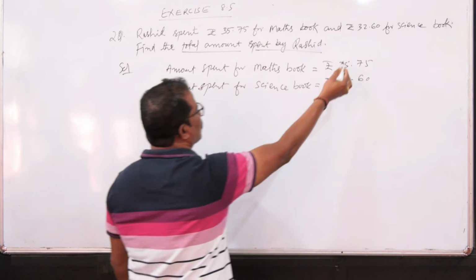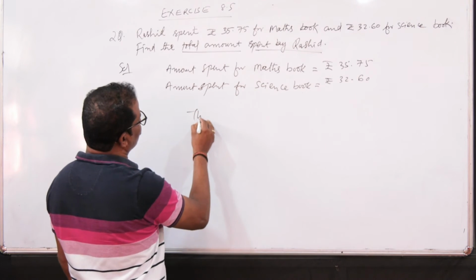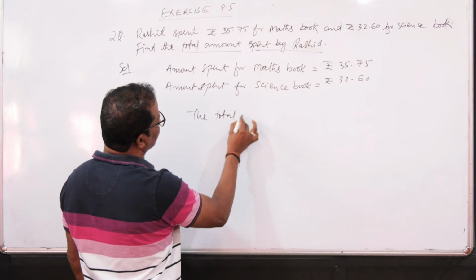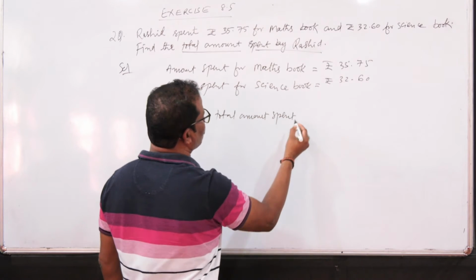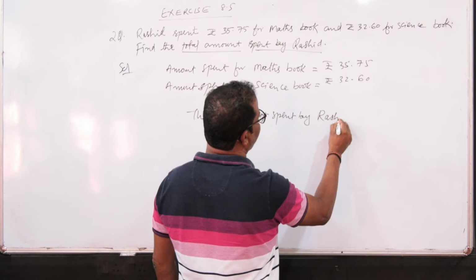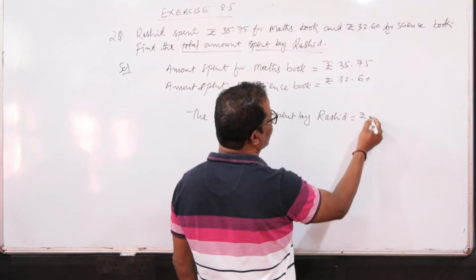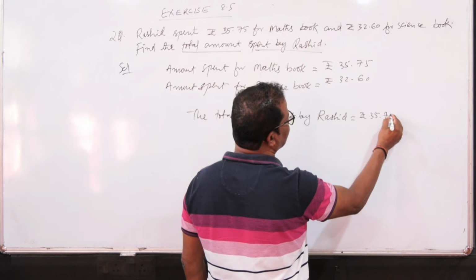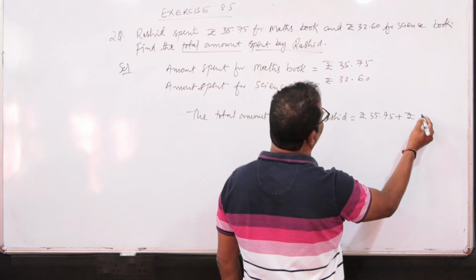Total means we have to sum up these amounts only. So how can we write the total amount spent by Rashid is equal to, there are two amounts. One for the maths book, that is rupees 35.75. Then another for the science book, how much?